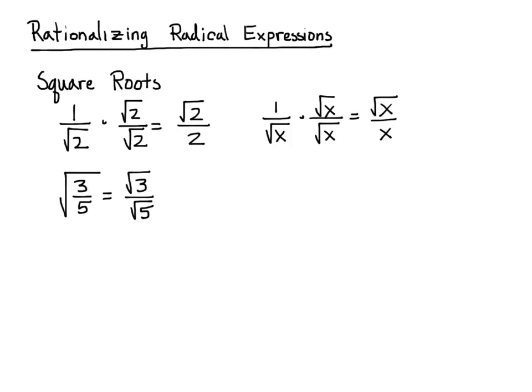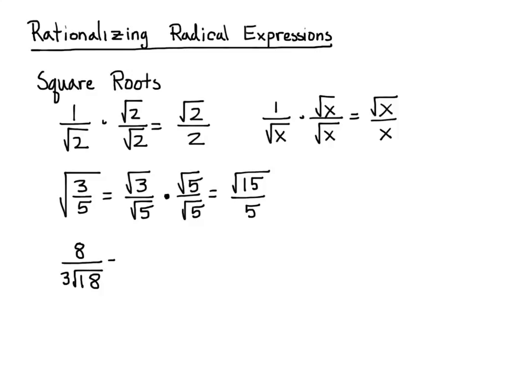Now if we have something like a fraction, we split this up. This is like the last example on the last slide. We split this up into radical 3 over radical 5, and then we multiply by radical 5 over radical 5, and so we get square root of 15 over 5. And so that's a simplified version of that same thing.